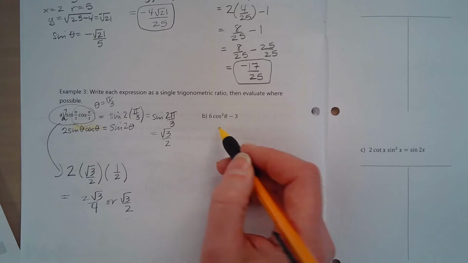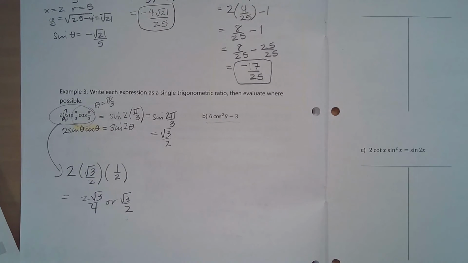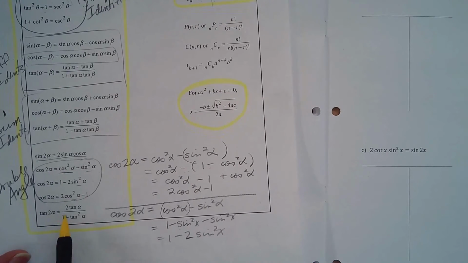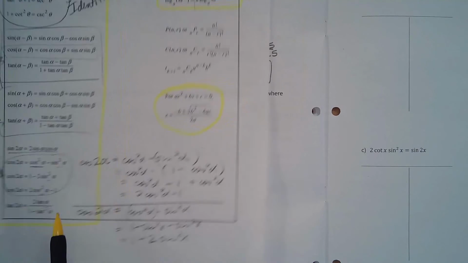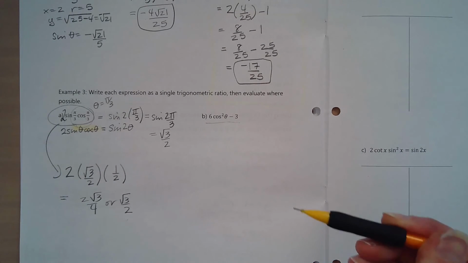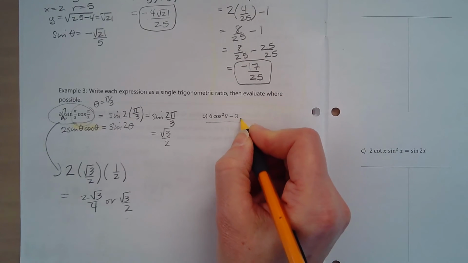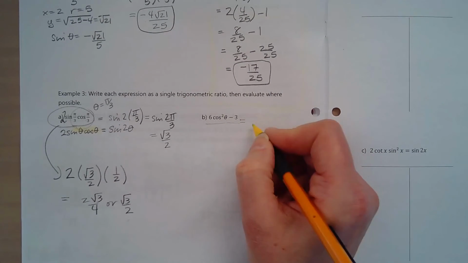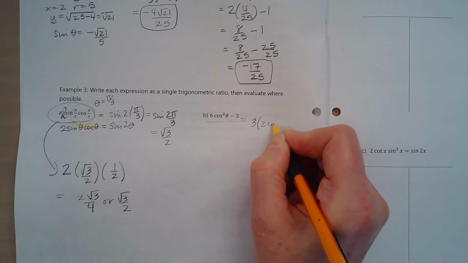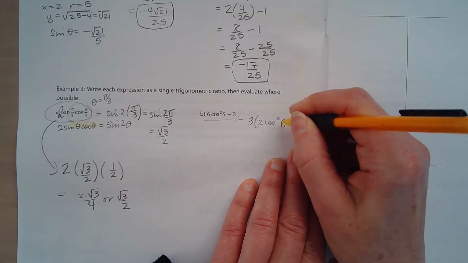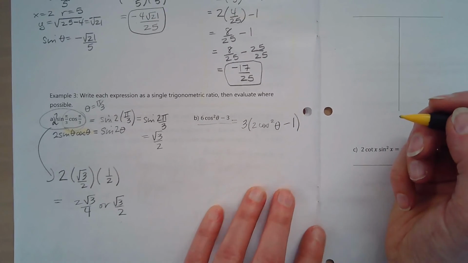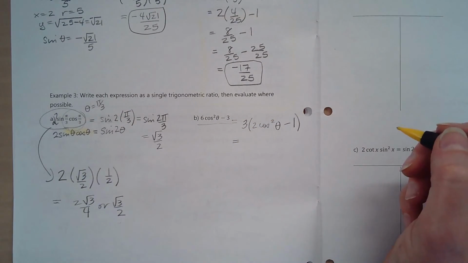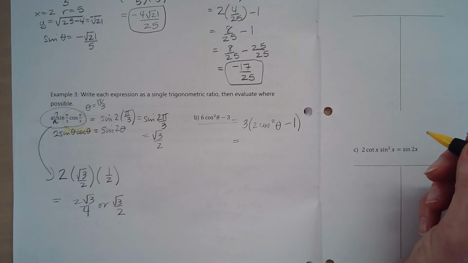This one doesn't look like we can evaluate it because they just left it as a generic theta. What does this one look like? 6 cos squared minus 3. What does that resemble? It kind of resembles this one, right? The cos double angle. What would you do with this one? Yeah, I think let's see if we factor the 3 out. I'll be left with 2 cos squared minus 1, right? Which would lead me to what? 2 cos squared minus 1.